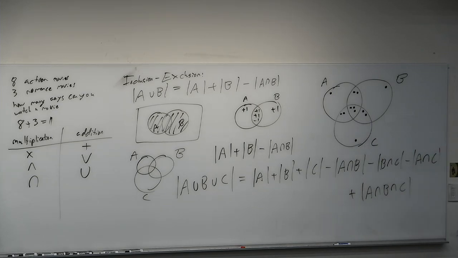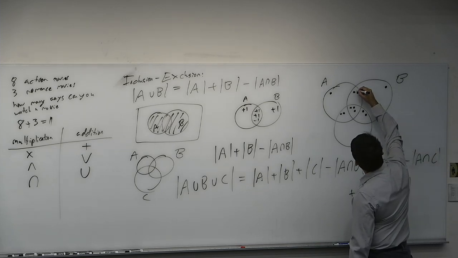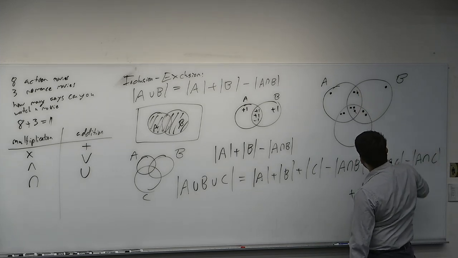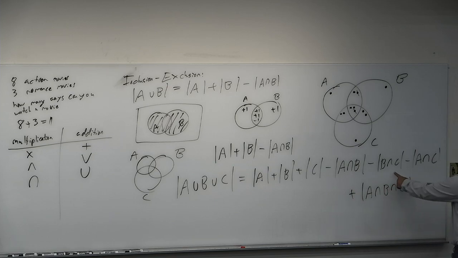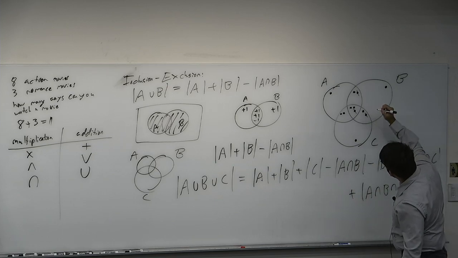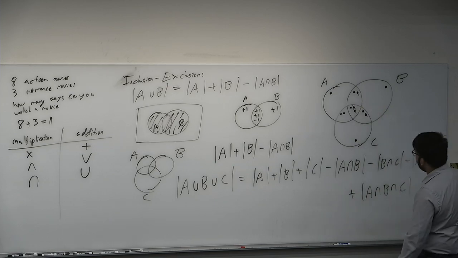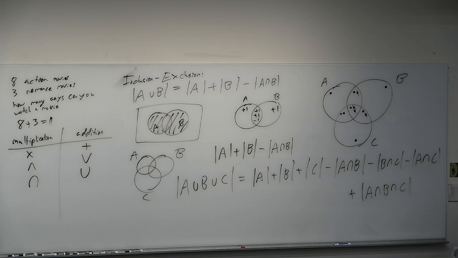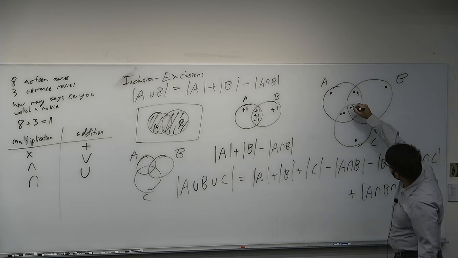I have double counted the intersections of every two sets, and I've triple counted the triple intersection, right? To give you a hint about how the proof by induction might go, let's just start removing things. Well, if we take A, we're going to subtract off A intersect B, okay? That means we're going to remove one item from A intersect B. We're going to subtract off B intersect C, so we're removing one item from B intersect C. And we're going to subtract off A intersect C. So we're removing one item from A intersect C.